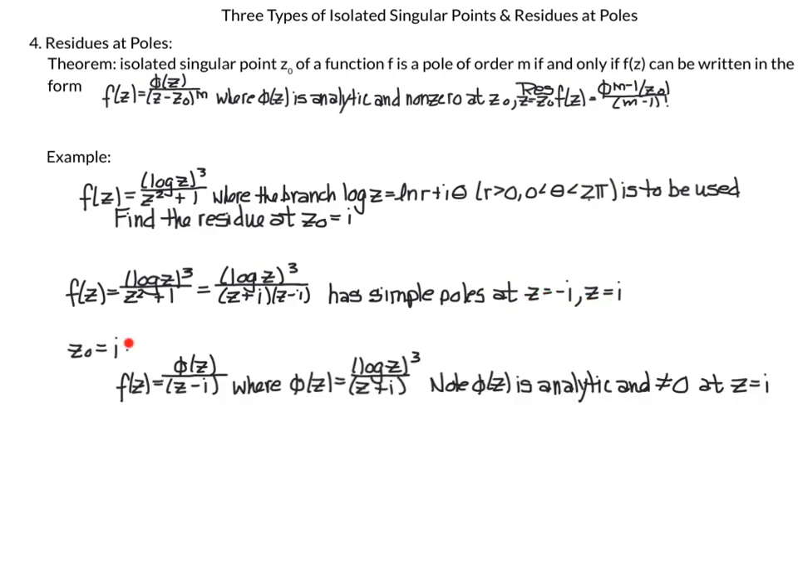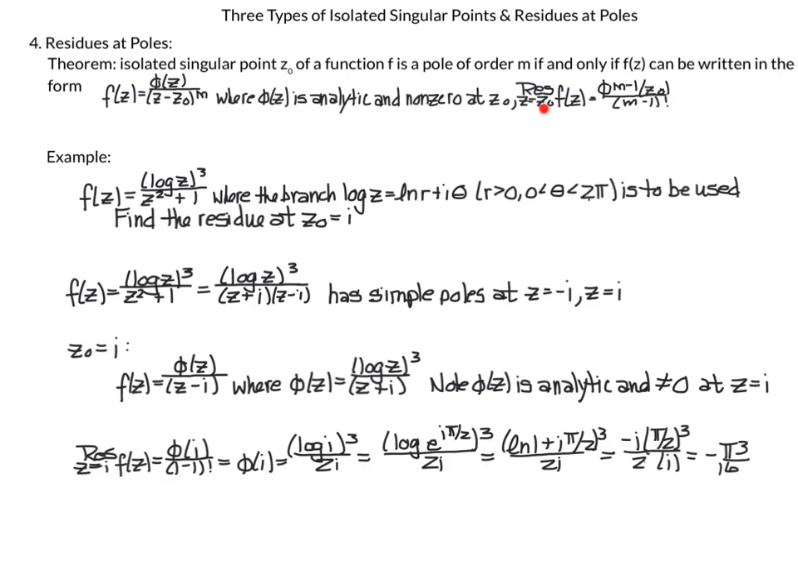For z equals i, then, our f of z is equal to phi of z over z minus i, where phi of z, then what's left, is our log z cubed over z plus i. And we note that phi of z is analytic and not equal to 0 at z equals i. We can plug in i and we're good. Plugging then into our residue formula, well, here m is equal to 1. So we just need not the derivative, but phi at z naught. So we have phi of i divided by 1 minus 1 factorial. That's just 0 factorial, which is 1.